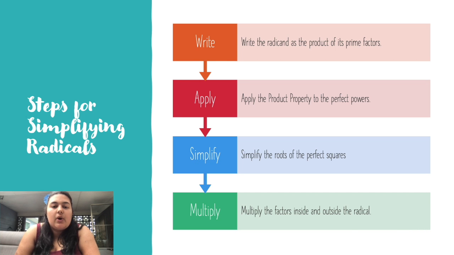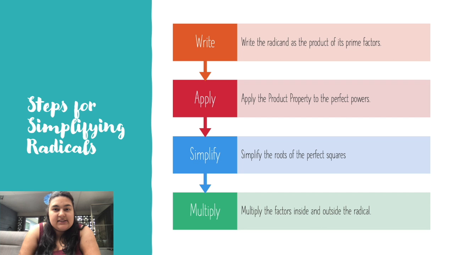Your next step is to apply the product property to perfect powers. And we're going to see that more in the next example, but keep it in mind. Then we're going to simplify the roots of the perfect squares. And our next step is to multiply the factors inside and outside of the radical. We did a little bit of that in the previous slide as well.